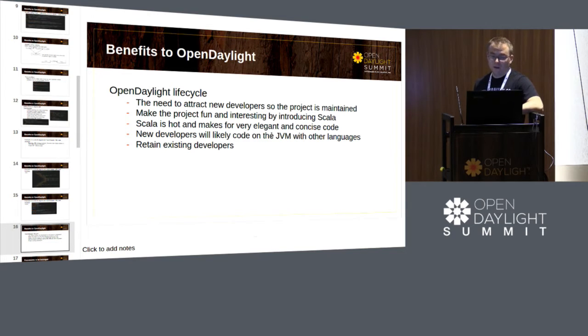And the new generation of developers, as time goes, will likely learn new languages on top of the JVM. So they might learn Jython, Clojure, Scala. They might prefer to code in these types of languages more than in Java. And also it helps to retain an existing developer, because you give them a new way to express themselves in their code. Because Scala is a more expressive language, you can do more with it.